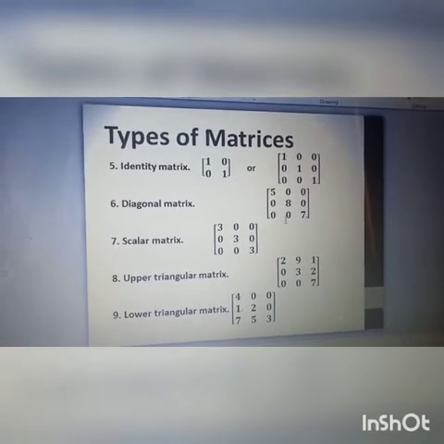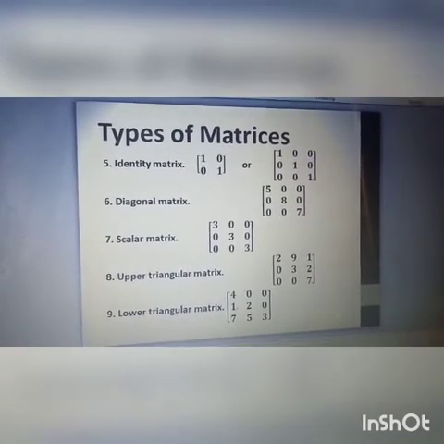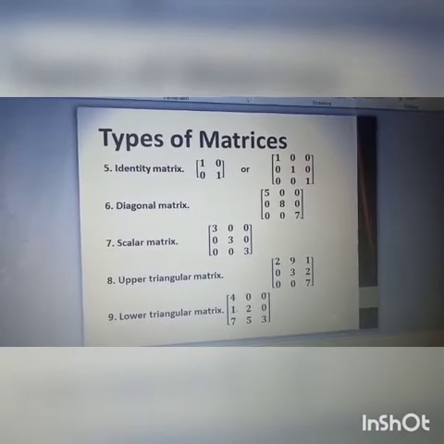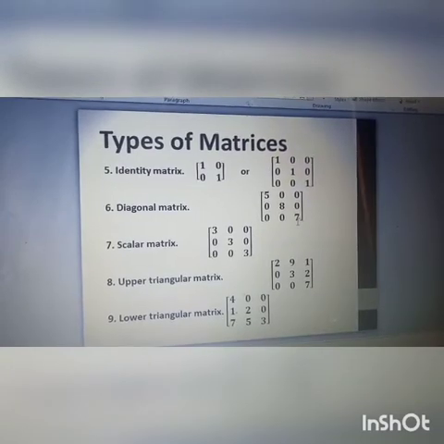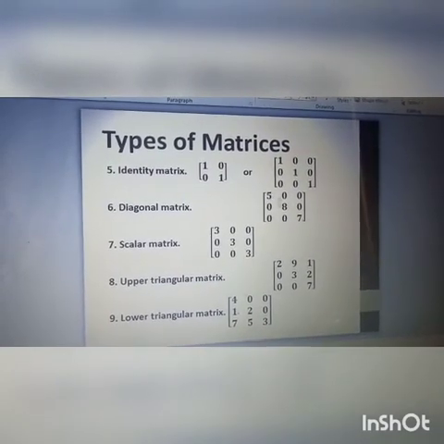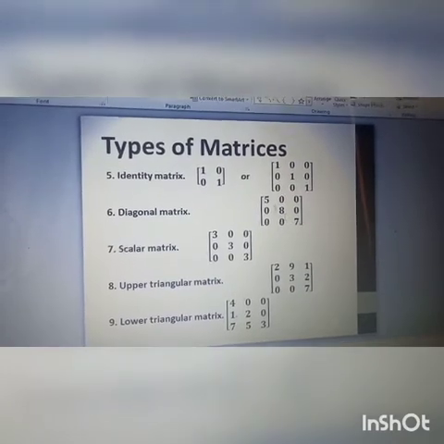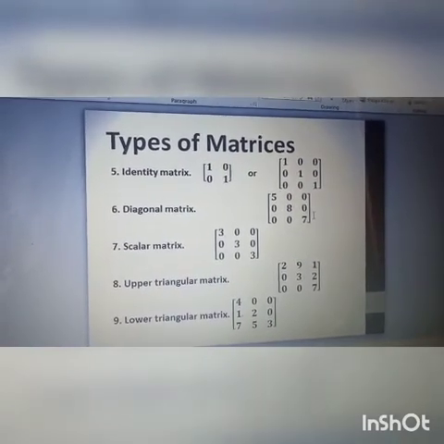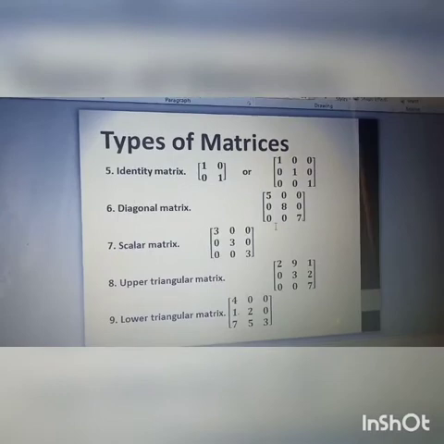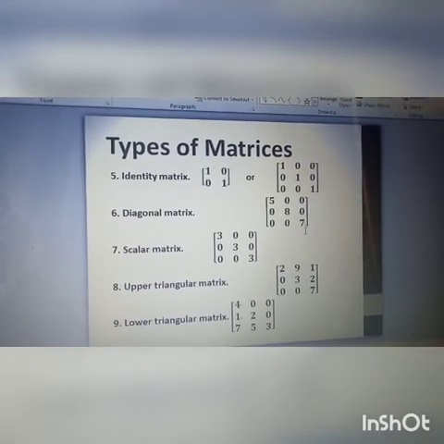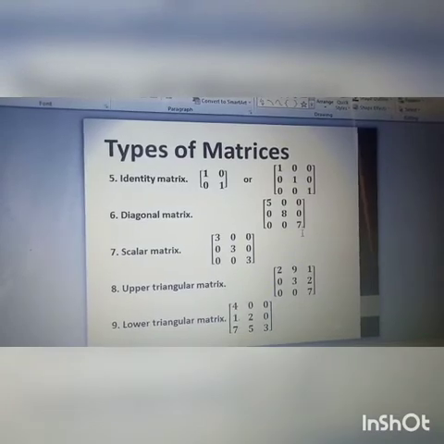Diagonal matrix. In a diagonal matrix, if you see the position of the diagonal, 5, 8 and 7 are there. These are different numbers. It's not 1. It's not the same number. Different numbers are written in the diagonal position, but they are non-zero elements. And above the diagonal, if you see, all zeros, and down to the diagonal again all zeros. So this type of matrix is called a diagonal matrix.